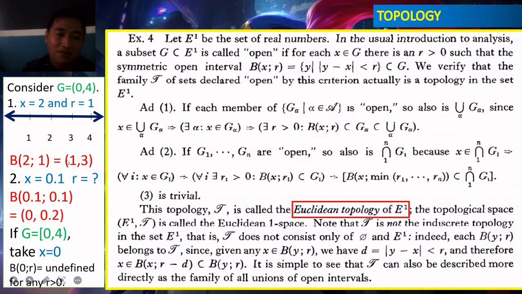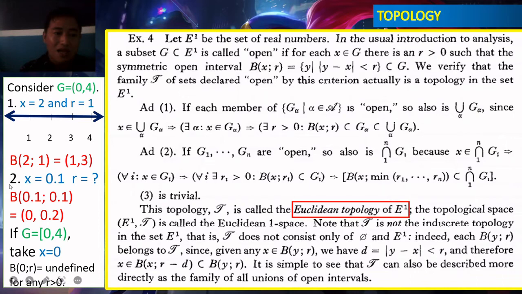Since the center is 2 and the radius is just 1, we move 1 unit to the left and 1 unit to the right, since R is 1. So we have to consider this interval, which is (1, 3). So (1, 3) is our B of 2 and 1.